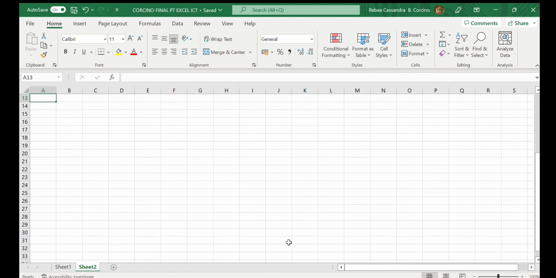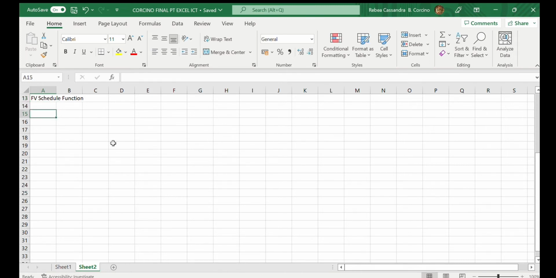Now let us proceed to the second formula, which is the FV schedule. The FV schedule financial function is an Excel difference function, and it is very important when you need to calculate the future value with variable interest rates. So how does this work?